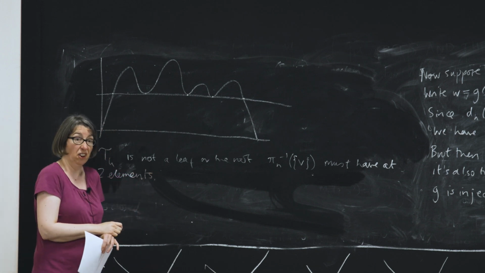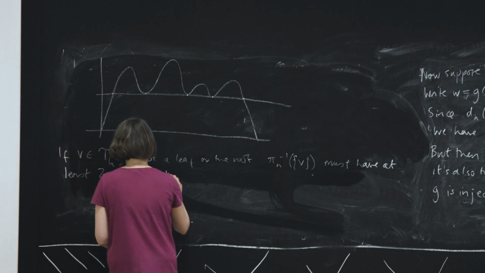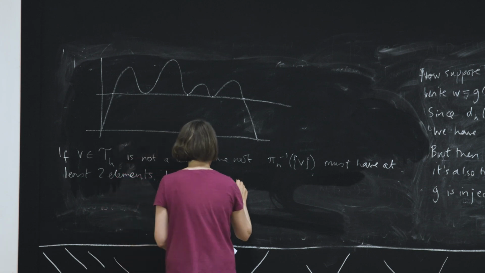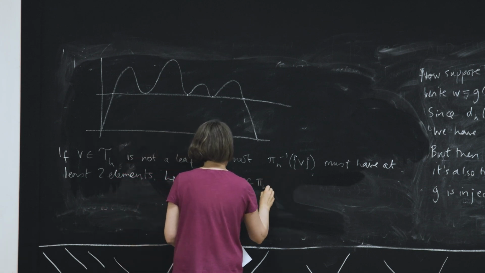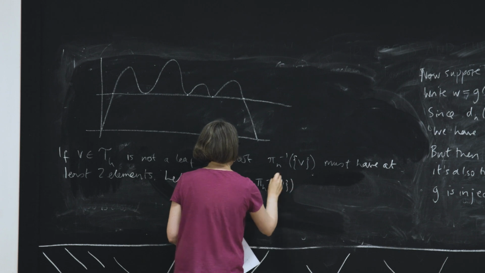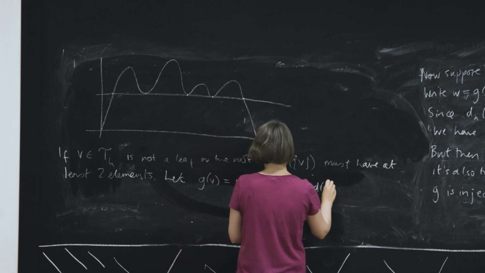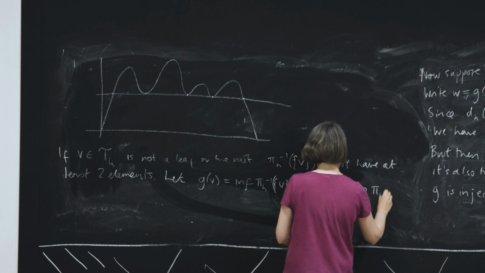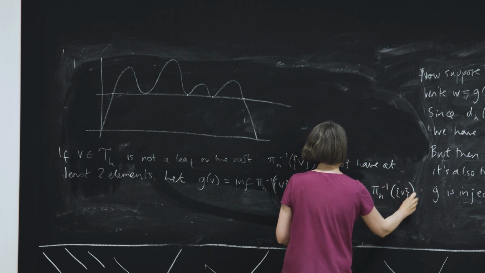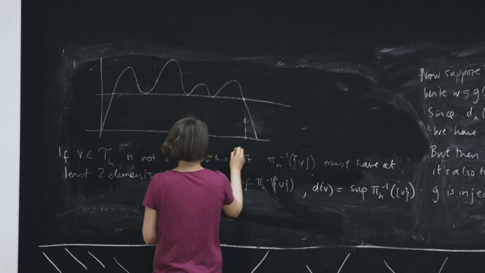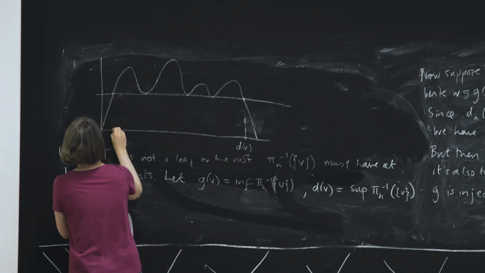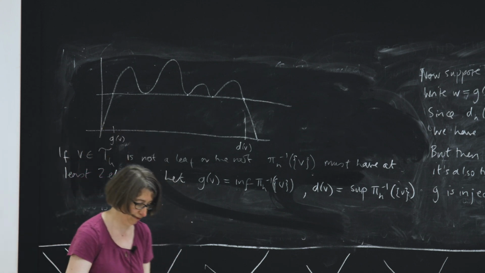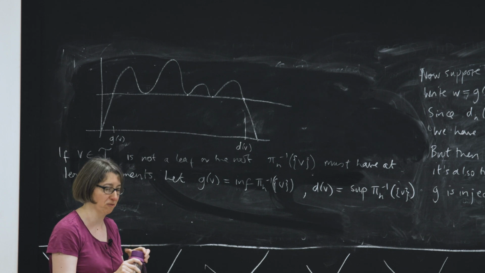And then there's a smallest one and a largest one. Okay, so let's give those names. So this is going to be the smallest element of that set, G of V. And let's let D of V be the largest element of that set. Okay, so on my picture, this one's D of V, and this one's G of V. Right. This is gauche and droite for the Anglophones in the room.